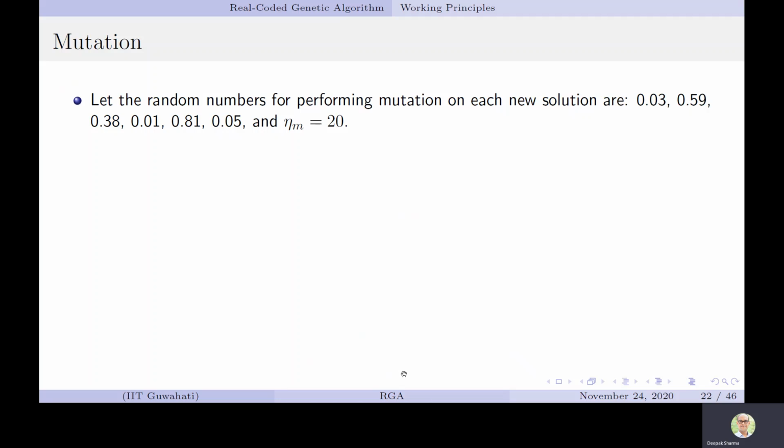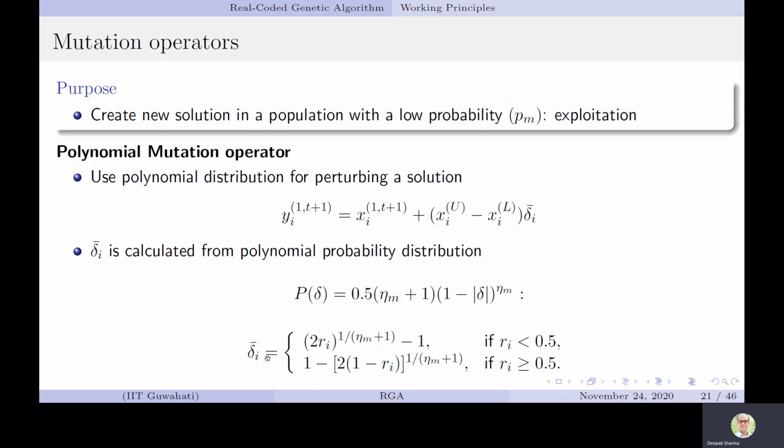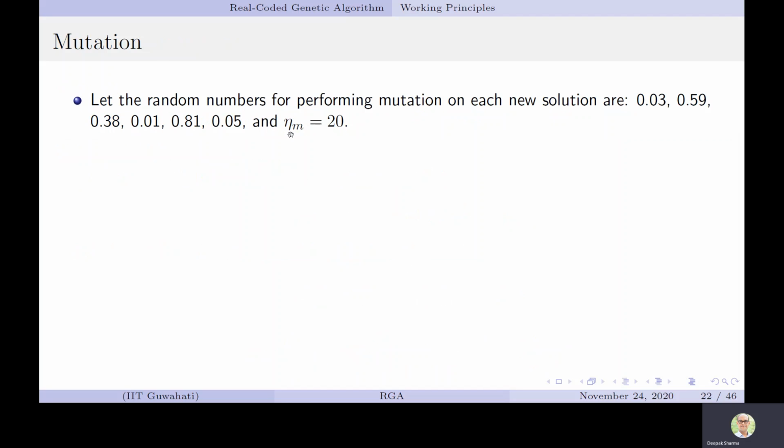So now let us perform some hand calculation here. Let the random number for performing mutation on each new solution be R. So we generated the set of random numbers and eta m. Go back here. You can see the delta I again depends on the eta m. Eta m is a user defined parameter and we have to fix it. So here we chose eta m equals 20.